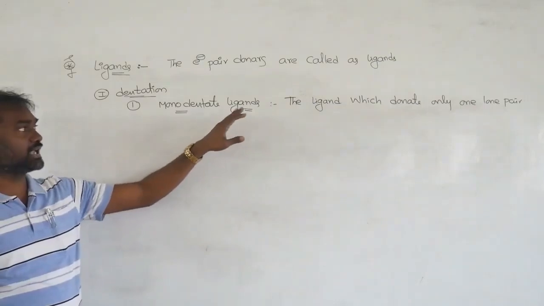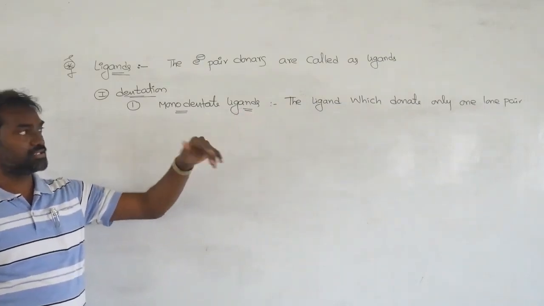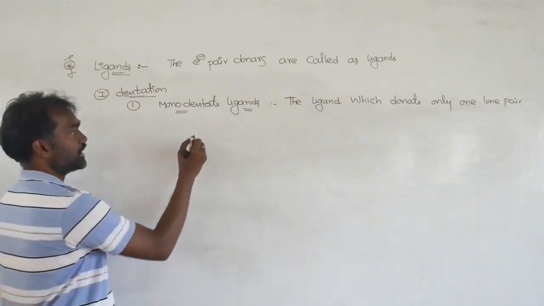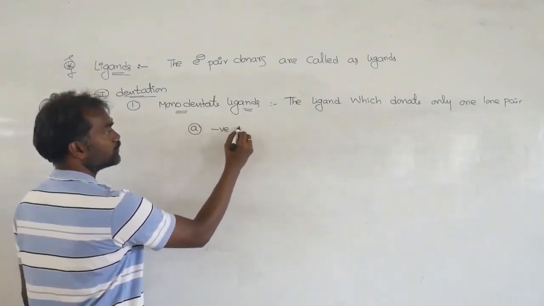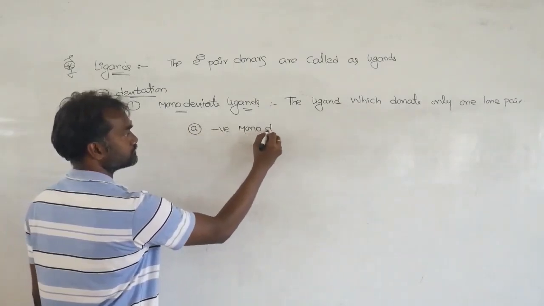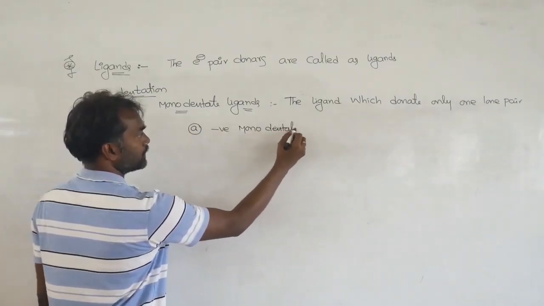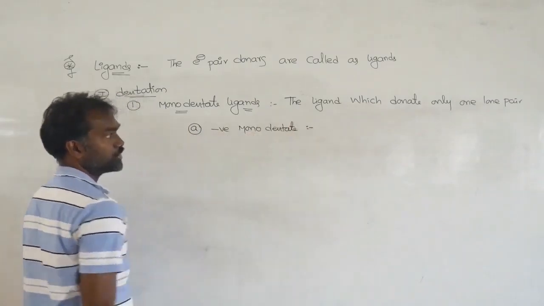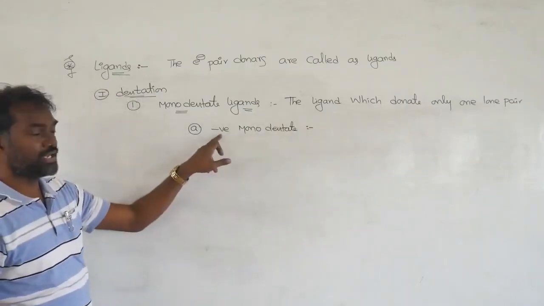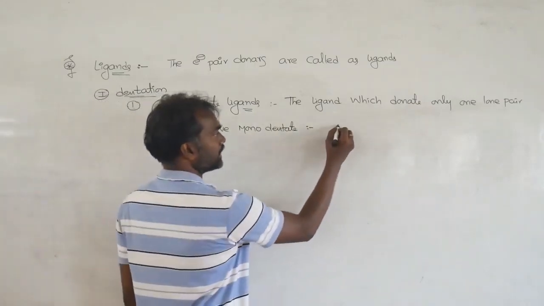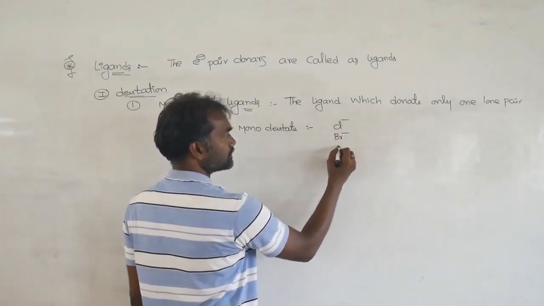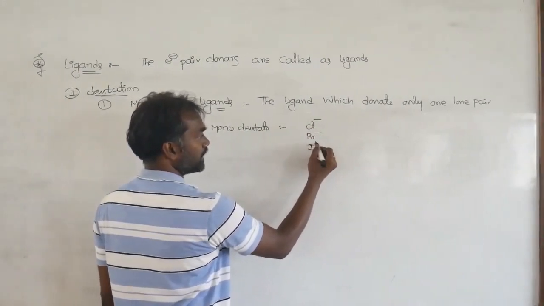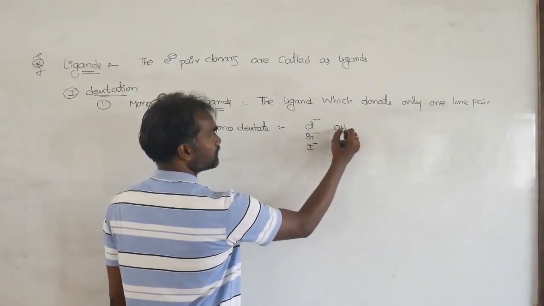Already we discussed every ligand is what? Positive, negative and neutral also. So that's why you can take negative monodentate. That will be negative charge. So you can take Cl minus, Br minus, iodine minus, OH minus.